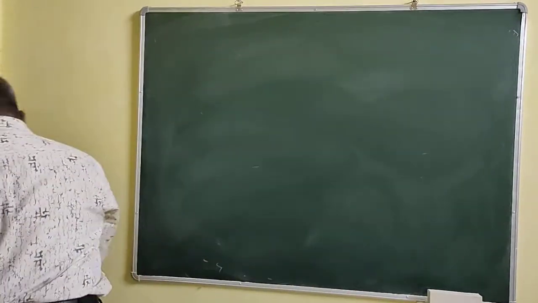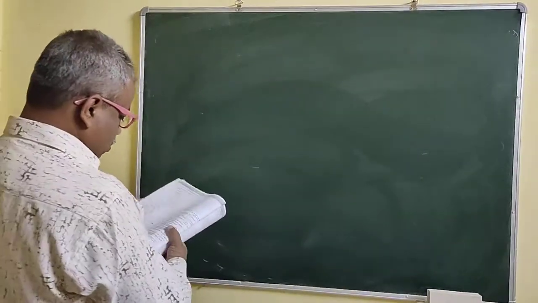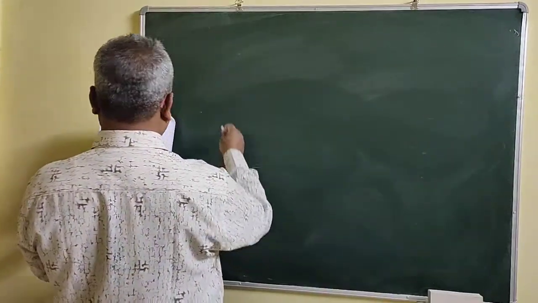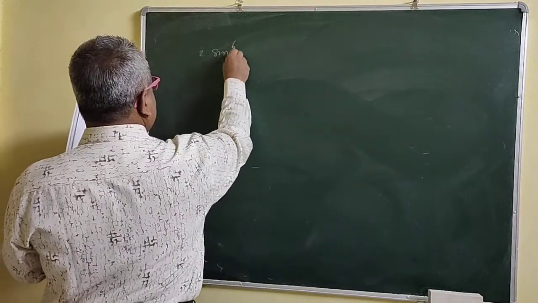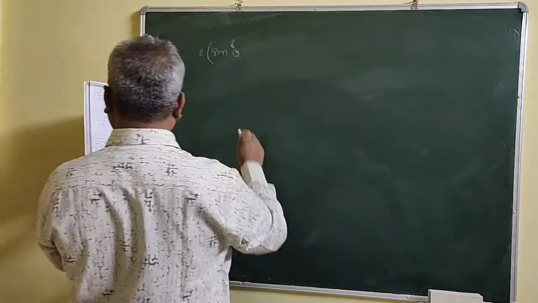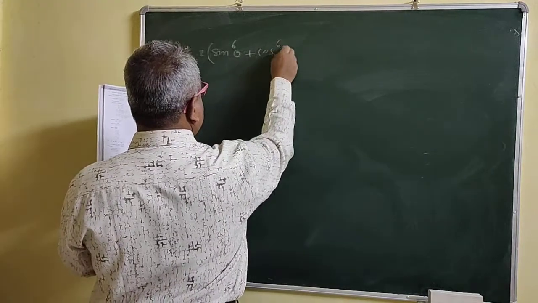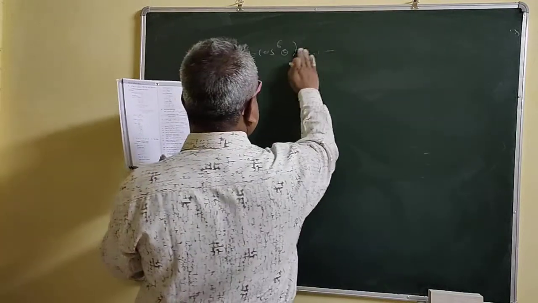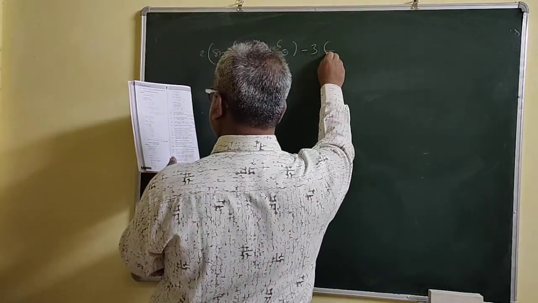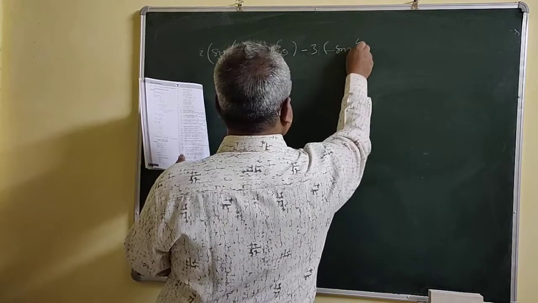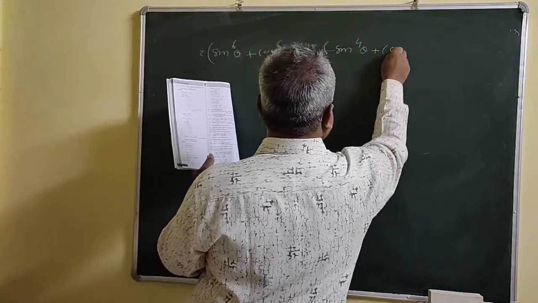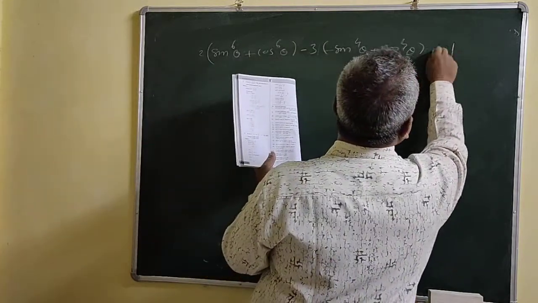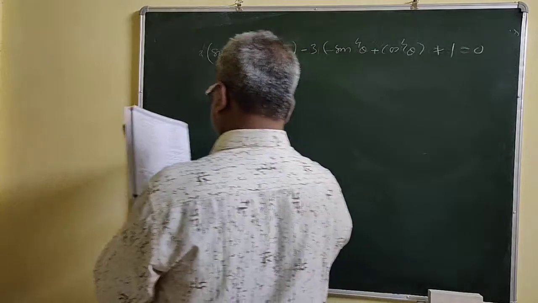Next. 2 times sine to the power 6 theta plus cos to the power 6 theta, minus 3 times sine to the power 4 theta plus cos to the power 4 theta, plus 1 is equal to 0.